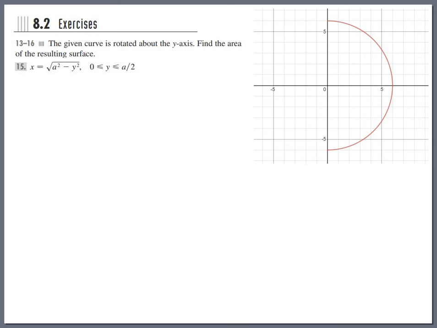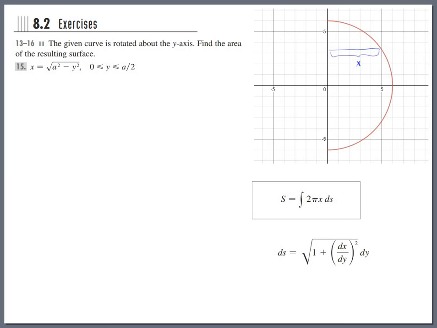And if you don't remember the formula for rotating around the y-axis, keep in mind when we rotate around the y-axis, then our radius of rotation is right there, which is x. So the formula looks like 2 pi x and then a little ds, which keep in mind is a little bit of arc length, which is calculated with the arc length formula from the previous section. So it looks like that. Okay. So let's see what we can do about setting this integral up.